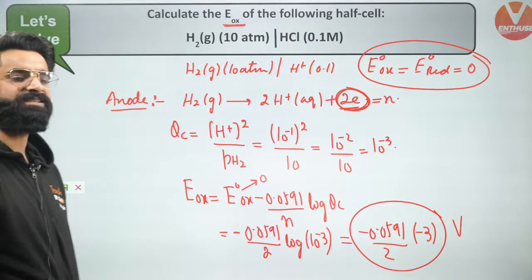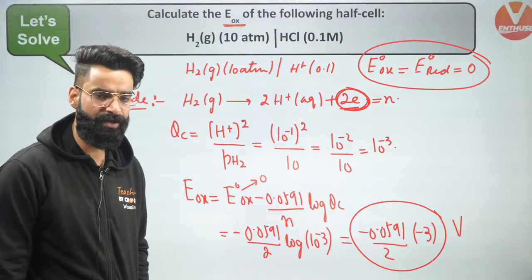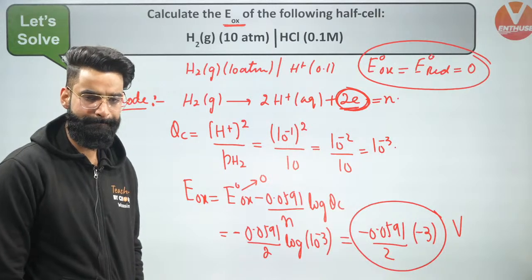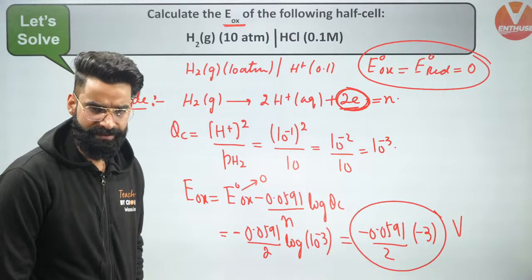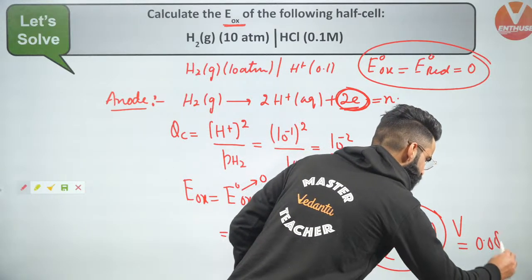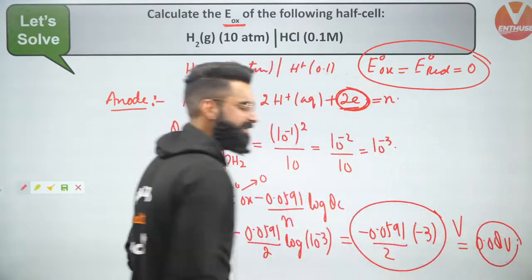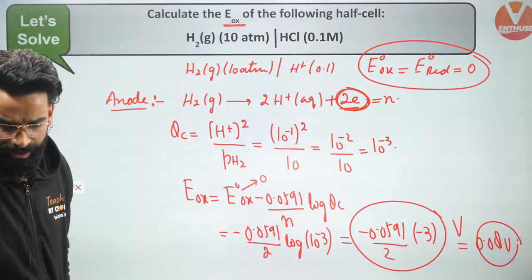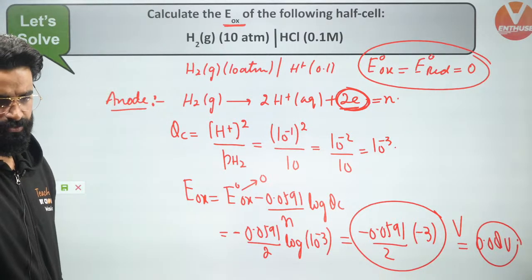What is the exact answer coming right here? Let me know fast. 0.08 volts. Wonderful. So the oxidation potential of this hydrogen electrode under non-standard conditions right here is 0.08 volts, which we were supposed to calculate.